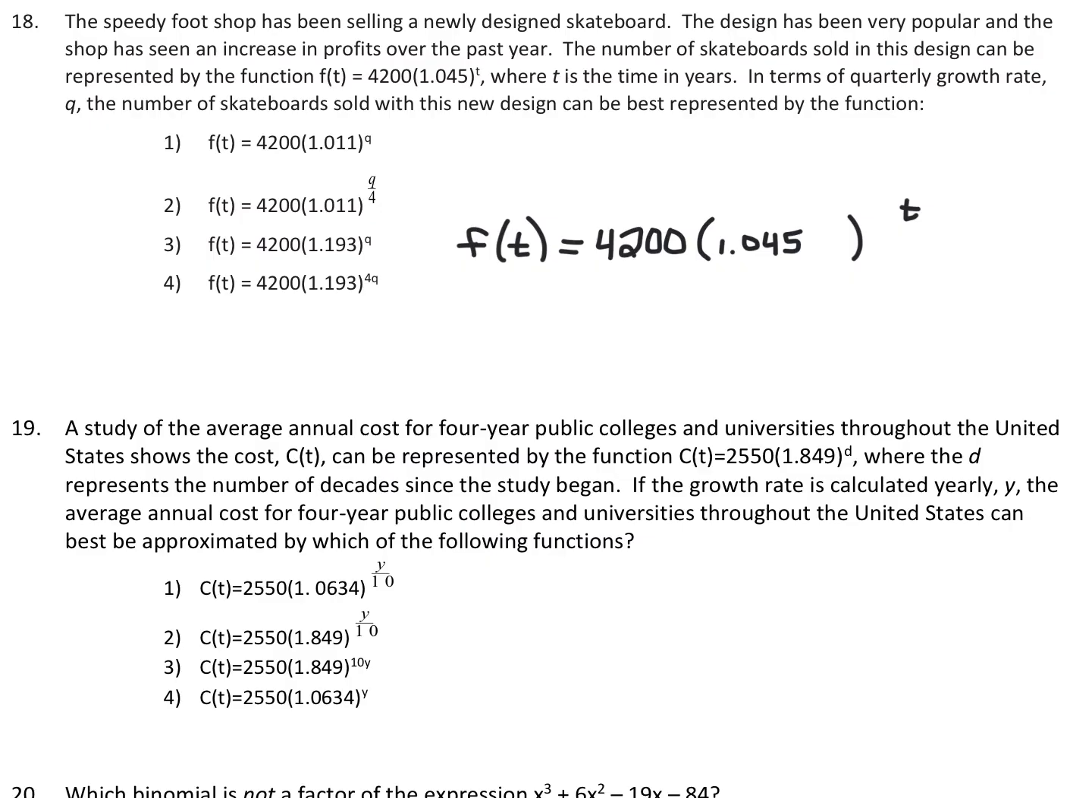All right, so number 18, they want us to take this function right here, which is written in terms of years, and they want us to change it to quarterly growth rate. Okay, so quarterly growth rate means it's basically growing 4 times per year. So this number right here, what we're going to do is we're going to put in front of the t. Okay, because then on the outside of the parentheses, instead of this representing years, it's representing 4 times per year, which is just another way of saying each quarter.